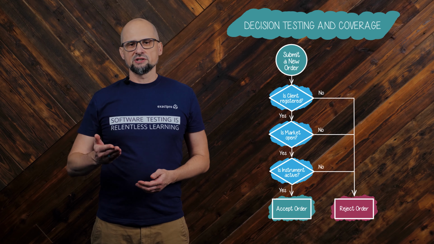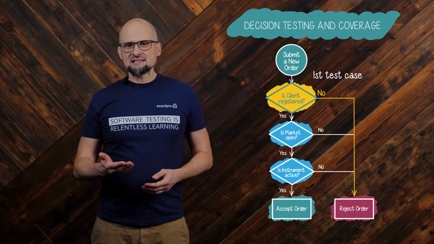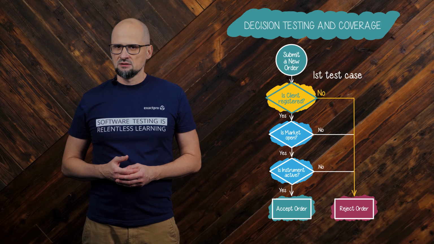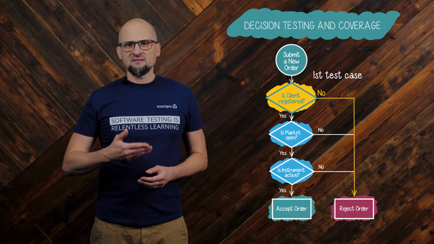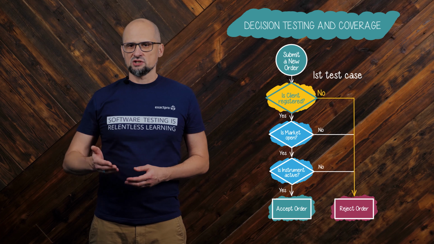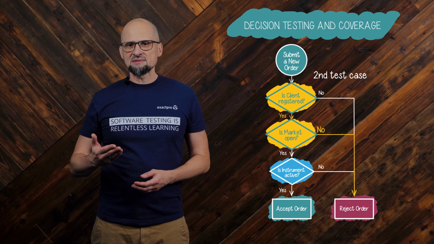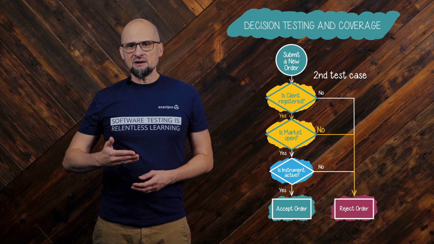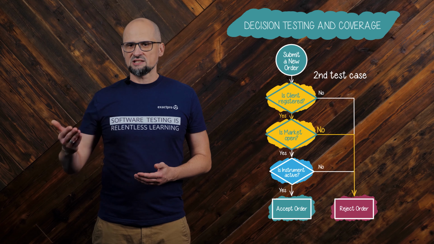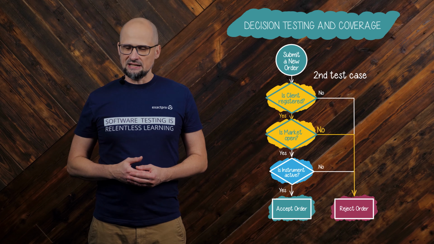Decision testing and coverage. Decision testing exercises the code based on the outcomes. To do this, the test cases follow the control flows that occur from a decision point. Coverage is measured as the number of decision outcomes executed by the tests divided by the total number of decision outcomes in the test object, normally expressed as a percentage.